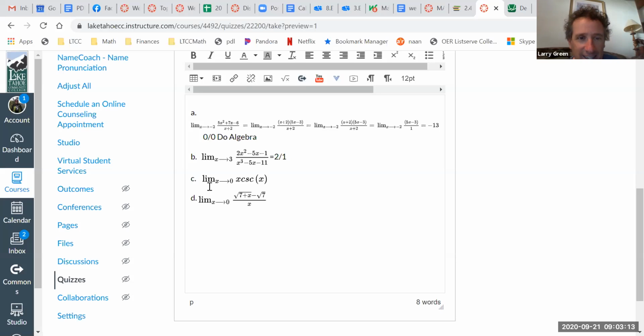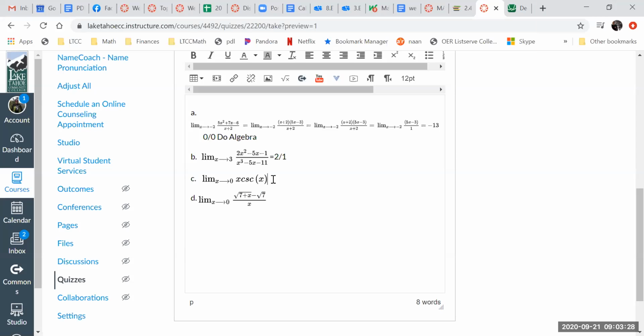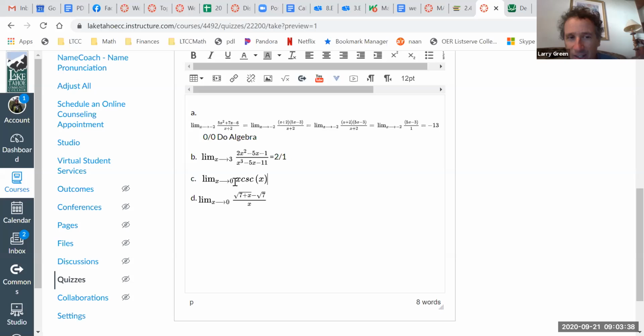All right, let's look at part C. Let's plug in. Obviously, if you plug in 0 for x, you get 0. What is the cosecant of 0? 1 over sine x. Yeah, but in particular, 1 over sine of 0, right? And 1 over sine of 0 is 1 over 0, so you get 0 over 0.